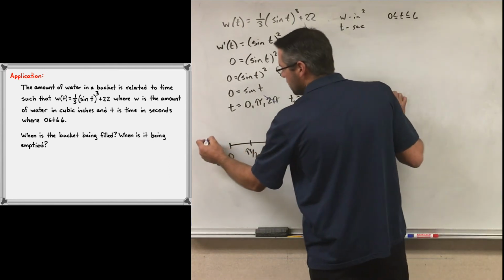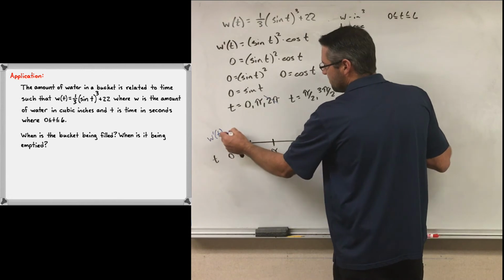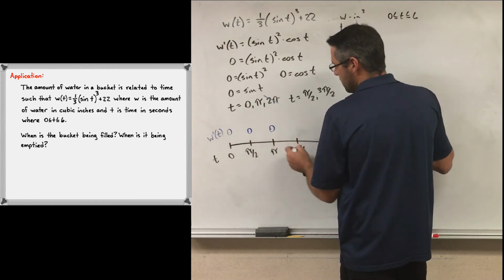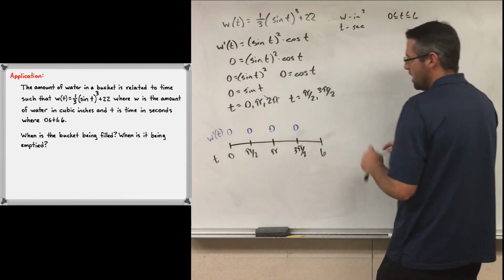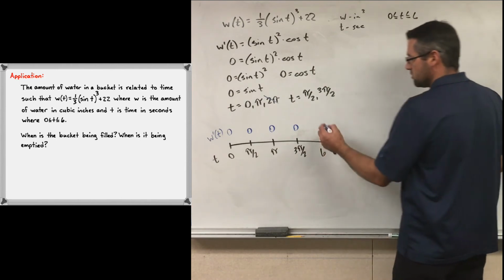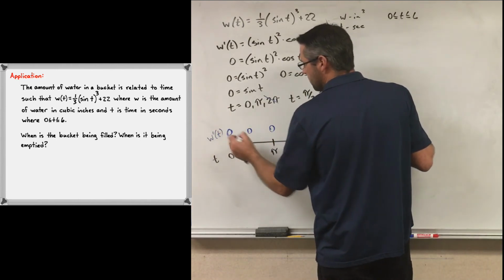Now we're going to input our w prime values. When t is 0, the derivative is 0. When t is pi over 2, the derivative is 0. T is pi, T is 3 pi over 2, the derivative is 0. Now when t is 6, the derivative is not 0, but that was the end of our interval. So I'm just going to put EP here for endpoint. Okay? That just tells me not to look any further than that.